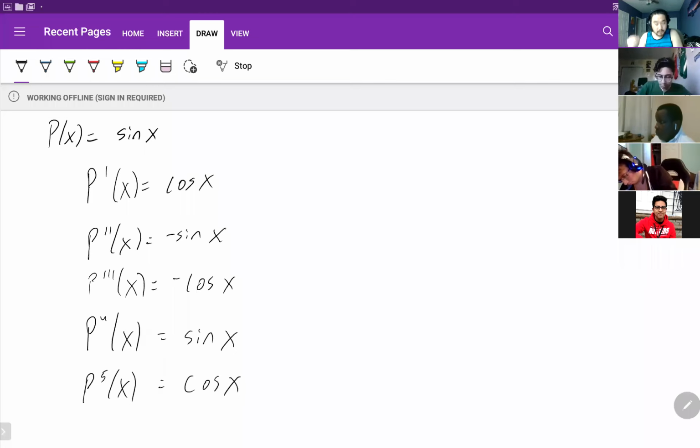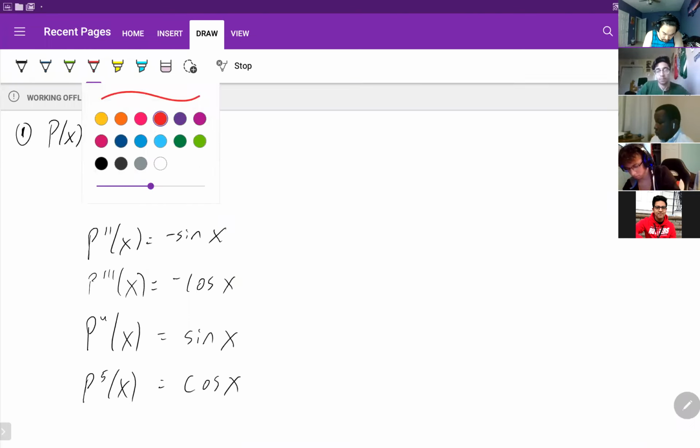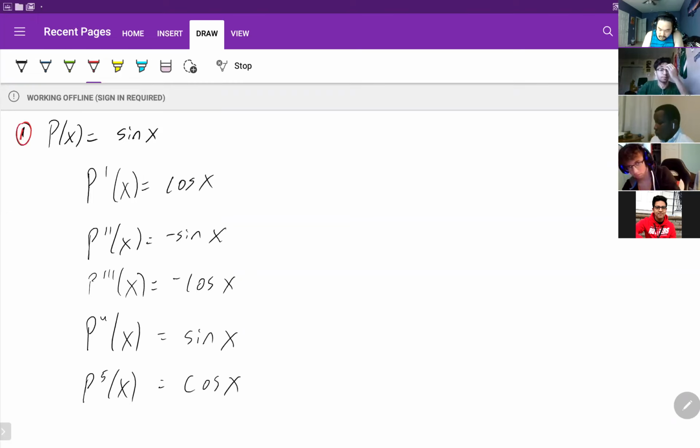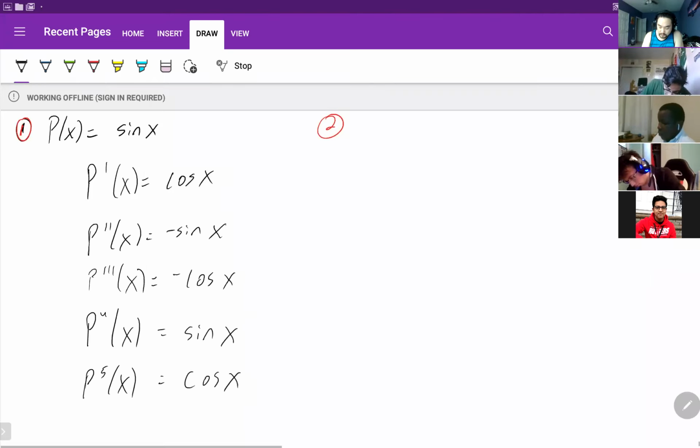Okay, the next thing you want to do. So this is step 1, right? I know you guys like steps. Step 1. The next thing you want to do is plug in your center. So plug in center. And what's our center? 0.